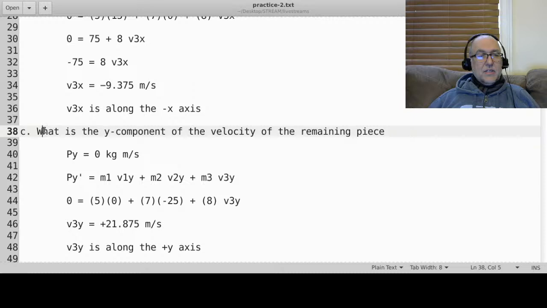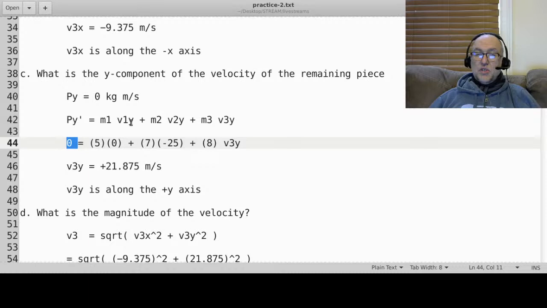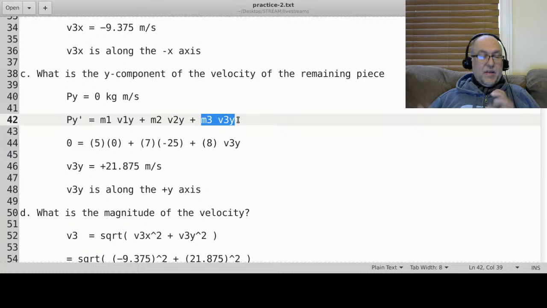Let's do the same thing for the y component of the velocity. The y component before is zero. The y component after is going to have to be zero too. But there are three contributions now: a contribution from M1, from M2, and from M3. For each one of them, it's like MV, so you just do MV and add them all up, but it's just the y component.